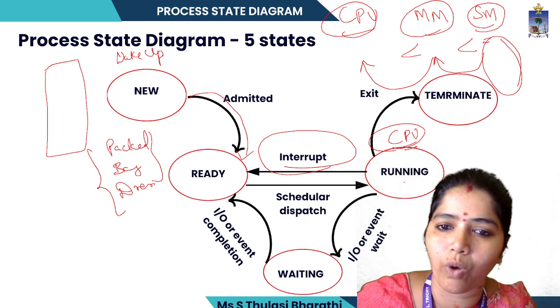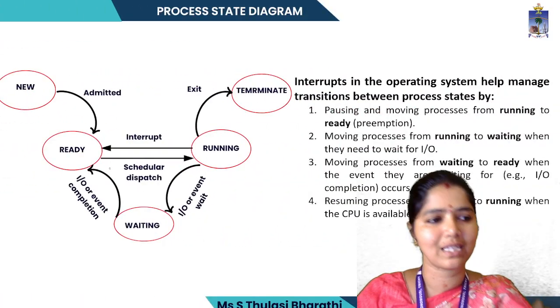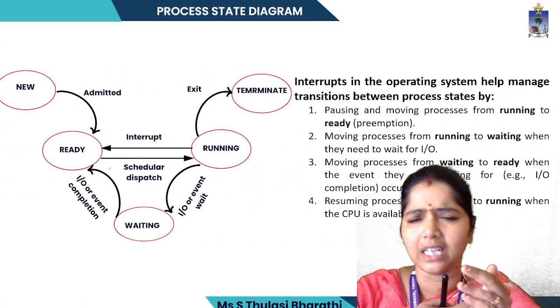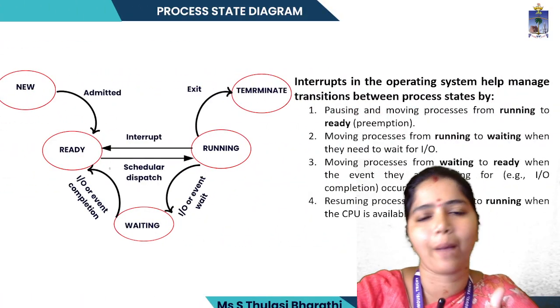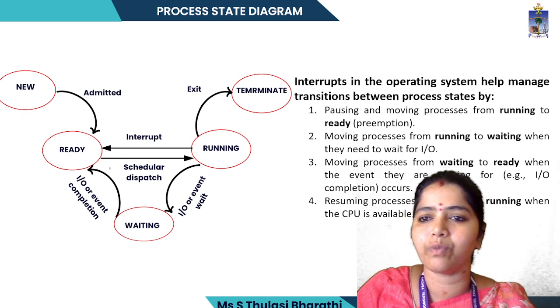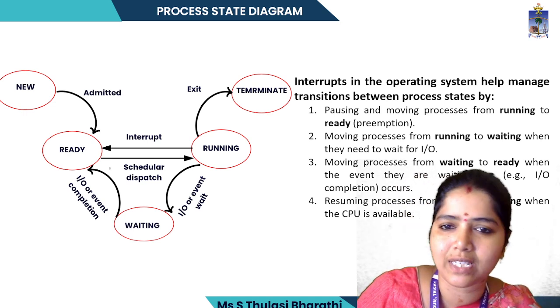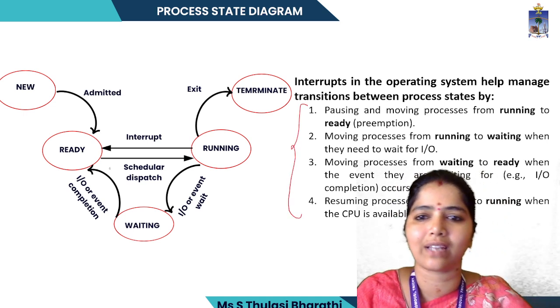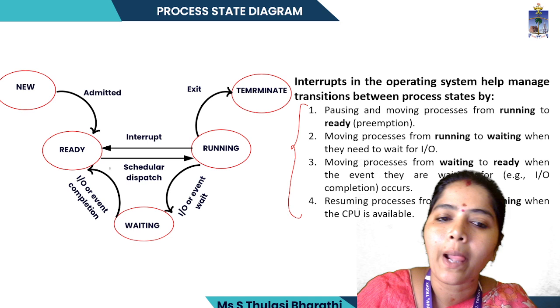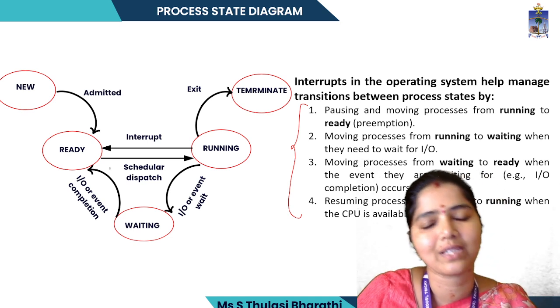Now I'll tell you what is meant by interrupt here. So interrupt means what? Some kind of block which happens when we do some process, right? So an interrupt in an operating system helps to manage the transition between process states. These are the four different cases where the interrupt can be managed in such a way. First case: whenever in the running state an interrupt happens, what is the meaning?